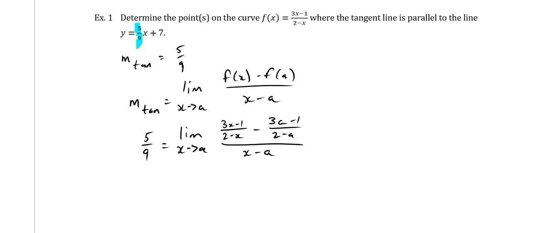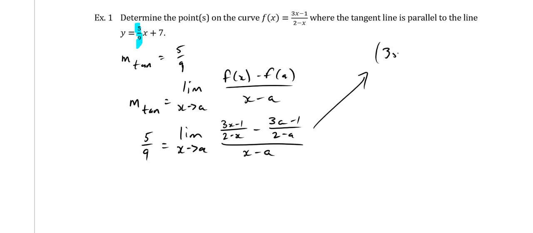Now, just to organize my spacing here, this next step is kind of messy. So if you have space, you could probably do it in line, but I'm just going to do some work off to the side, get that done, and then replace it. The work that I'm going to do is a common denominator on the top here to expand and simplify this whole part, okay? So I'm going to get a common denominator between the 3x minus 1 over 2 minus x and the 3a minus 1 over 2 minus a. So that's going to look like this.